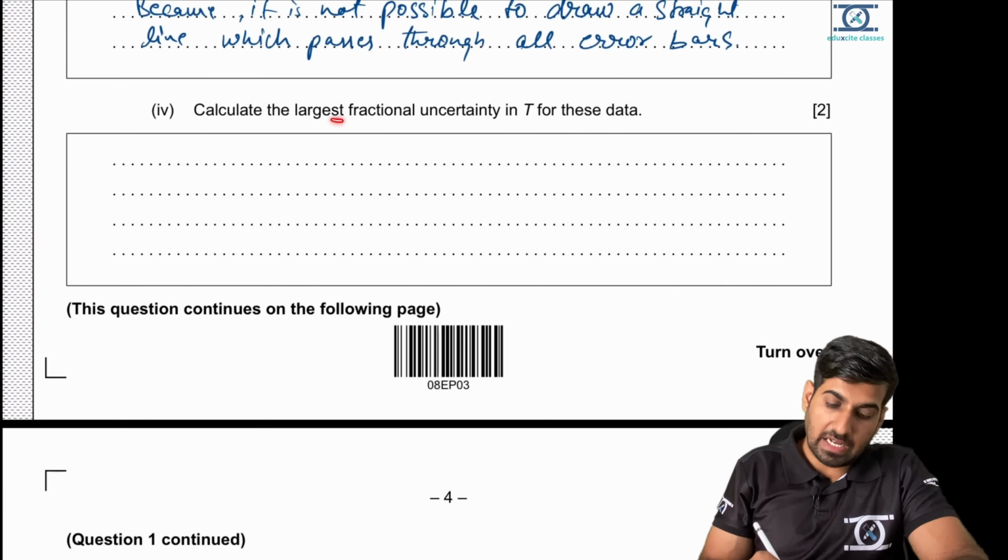Now calculate the largest fractional uncertainty in t for these data. So what is fractional uncertainty?